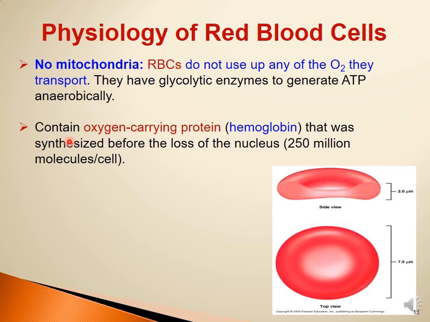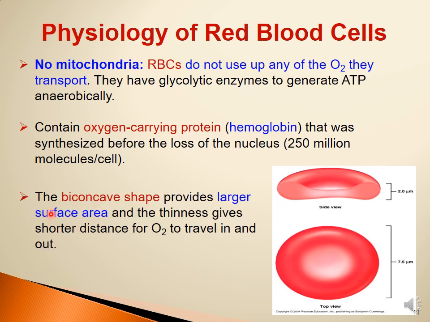The red blood cells are red because they contain an oxygen-carrying protein called hemoglobin, which was synthesized inside these cells before the loss of the nucleus, because we know that genetic material is very important for the production of proteins. Inside one red blood cell, we have about 250 million hemoglobin molecules.